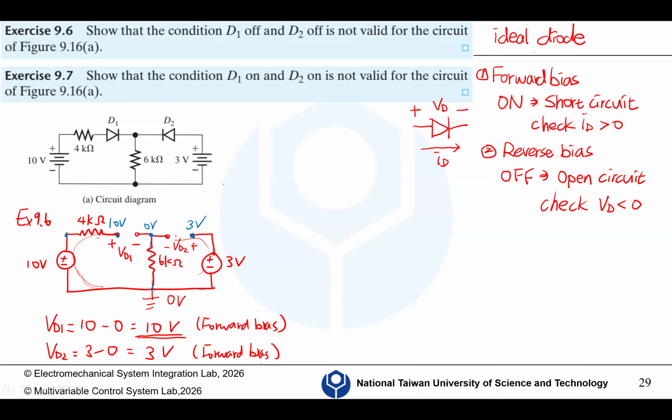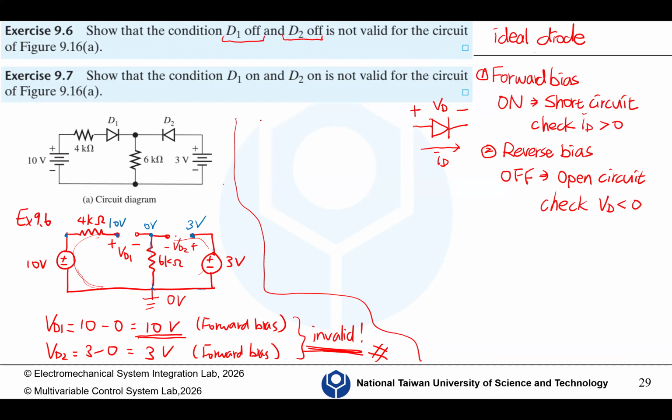They are all forward bias. However, we assume D1 off, D2 off, so they should be reverse bias. So they are invalid. So we show that D1 off and D2 off is not valid. Okay, so this is 9.6.